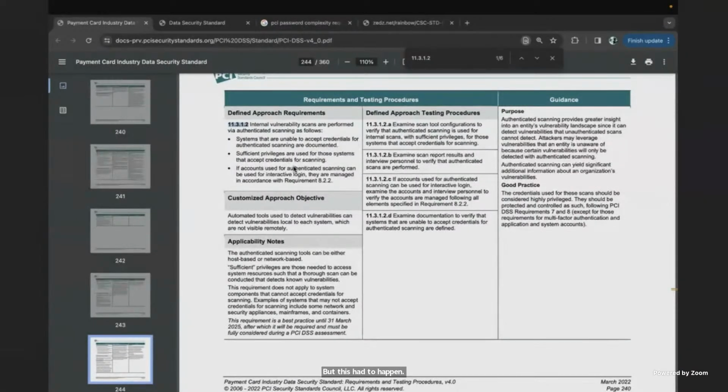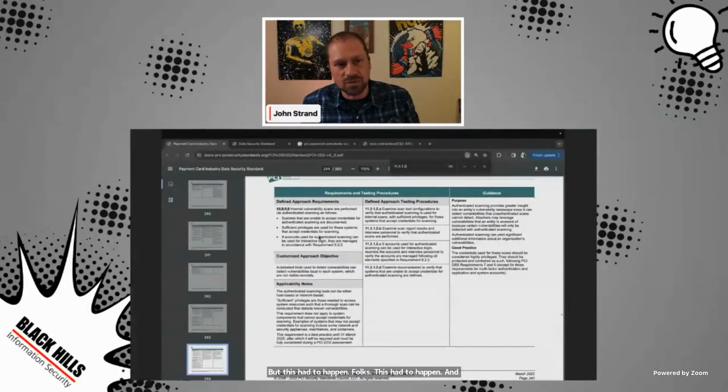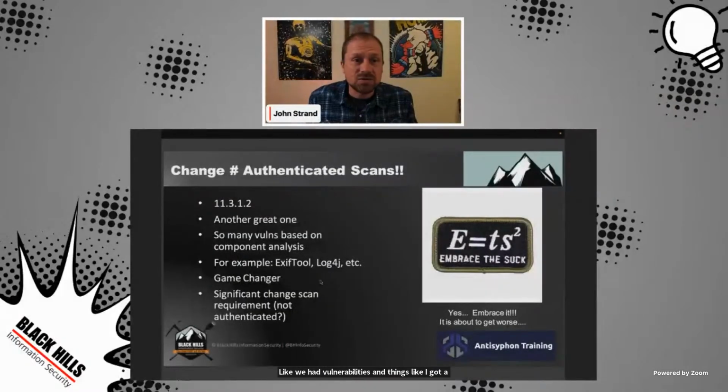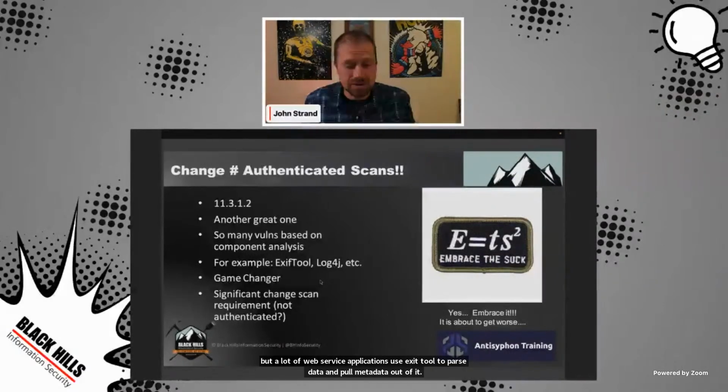This had to happen. And the reason why is because we have had a number of attacks that are not against the external facing ports and services, but against the components that make up the applications and the services that we use, right? We had vulnerabilities in things like ExifTool. ExifTool is not exposed as a service, but a lot of web service applications use ExifTool to parse data and pull metadata out of it. And ExifTool had a remote code execution. Log4j is probably the best example.